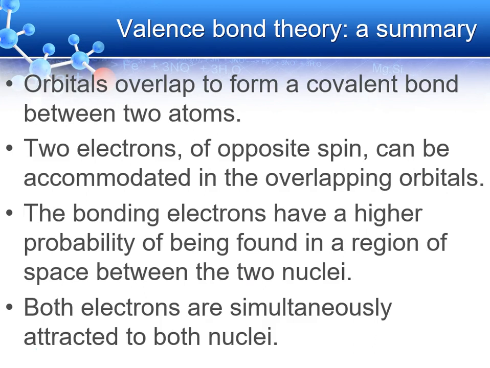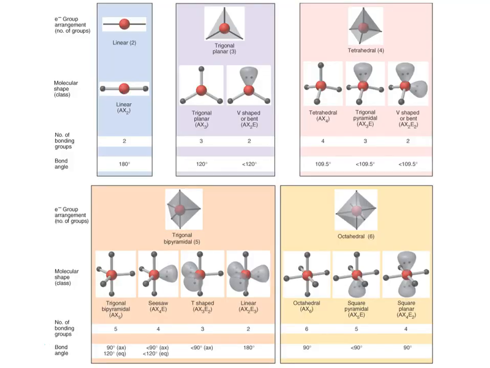So a summary of valence bond theory is that orbitals overlap to form a covalent bond between two atoms. A bond consists of two electrons. They have to have opposite spin, and they're accommodated in the overlapping orbitals. The bonding electrons have a higher probability of being found in a region of space between the two nuclei that constitutes the bond. And both electrons are simultaneously attracted to both nuclei in the atoms, which is what keeps them there in that region between them. This is a summary that I gave you when we were doing VSEPR theory.